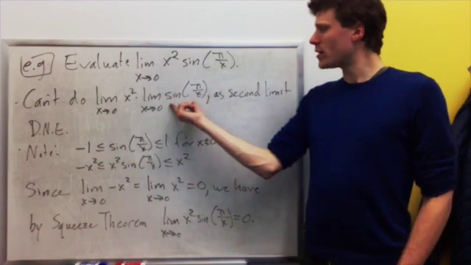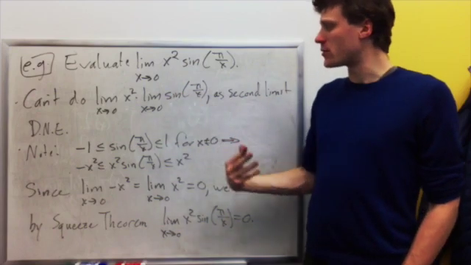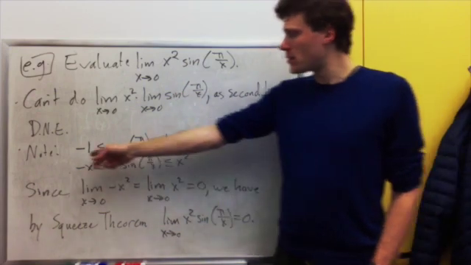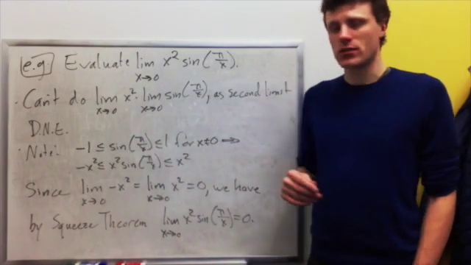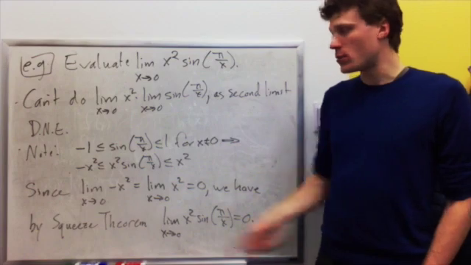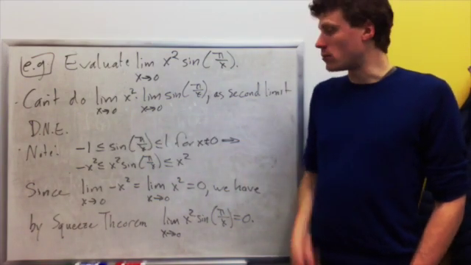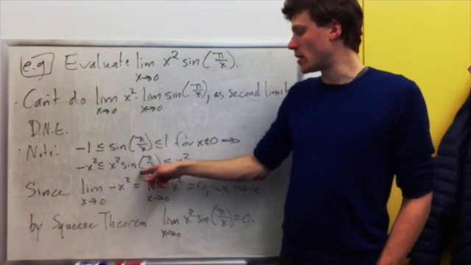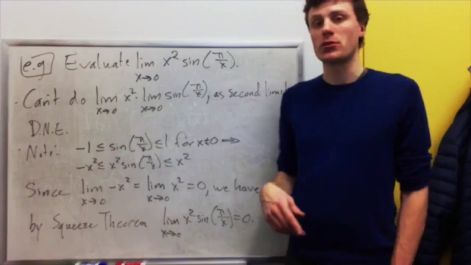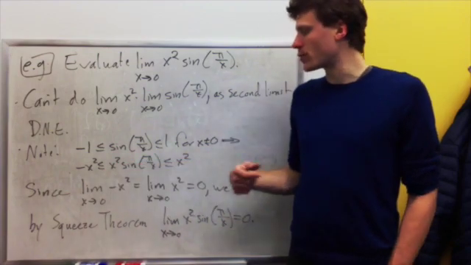However, this function, sine of pi over x, is pretty well behaved for a badly behaved function. Namely, the values of sine are always between -1 and 1, so long as x is not equal to 0. Okay, well let's take this expression and multiply it by x squared. What do we get? Negative x squared is less than or equal to x squared times sine of pi over x, which is less than or equal to x squared.